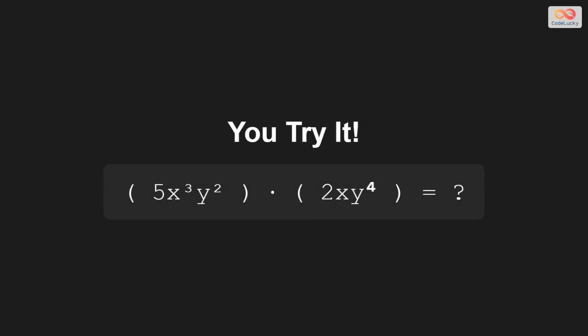Now it's your turn to practice. What is the result of 5x cubed y squared multiplied by 2xy to the 4th? Pause and try to solve it.